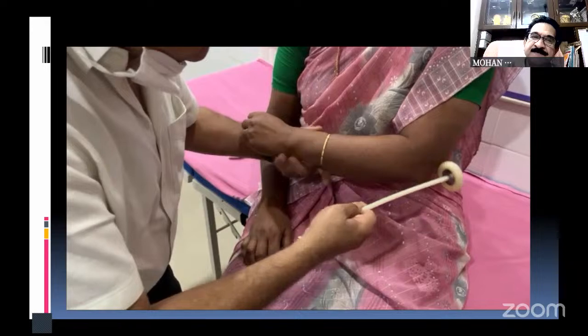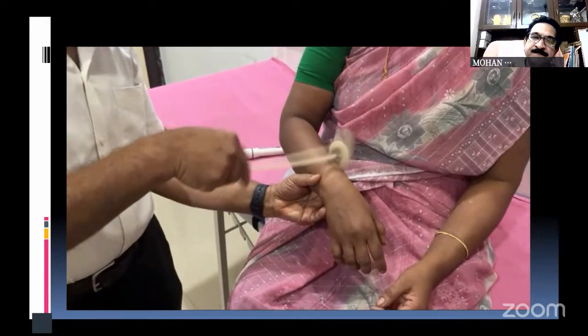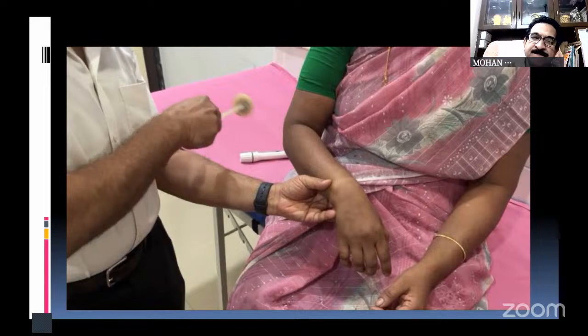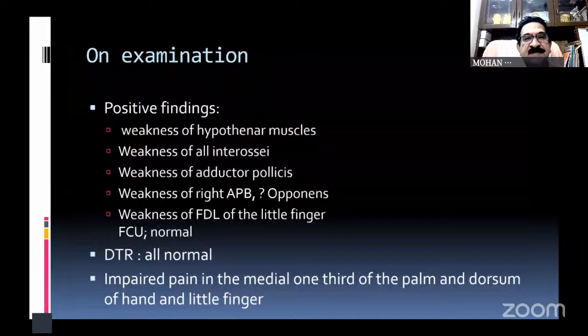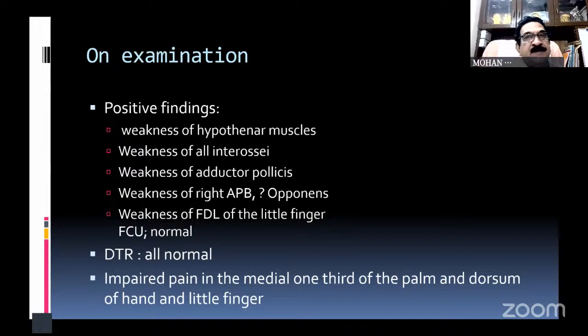The reflex is normal. So positive findings: weakness of the hypothenar muscles, weakness of all interossei, weakness of adductor pollicis, weakness of right APB, weakness of the opponens, weakness of flexor digitorum profundus of the little finger, flexor carpi ulnaris normal. DTR normal, impaired pain on the medial one-third of the palm and dorsum of the hand and little finger.